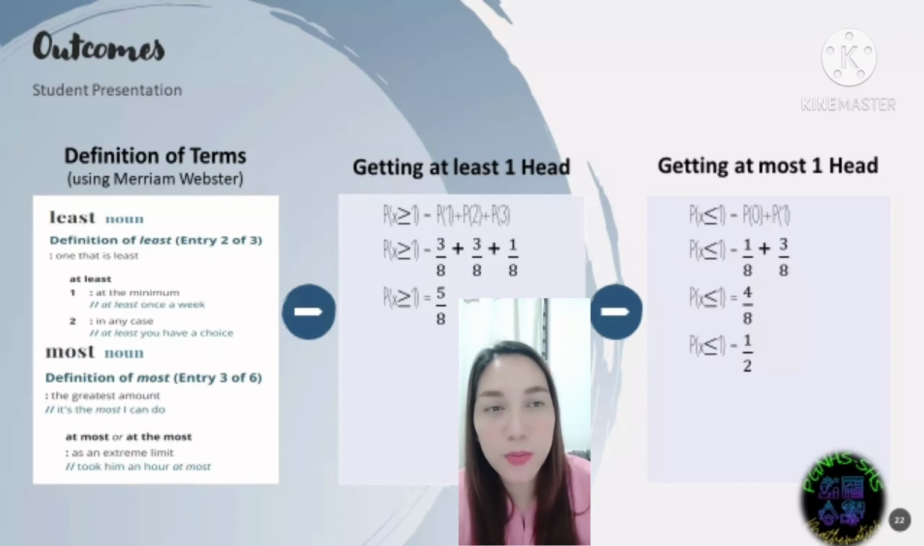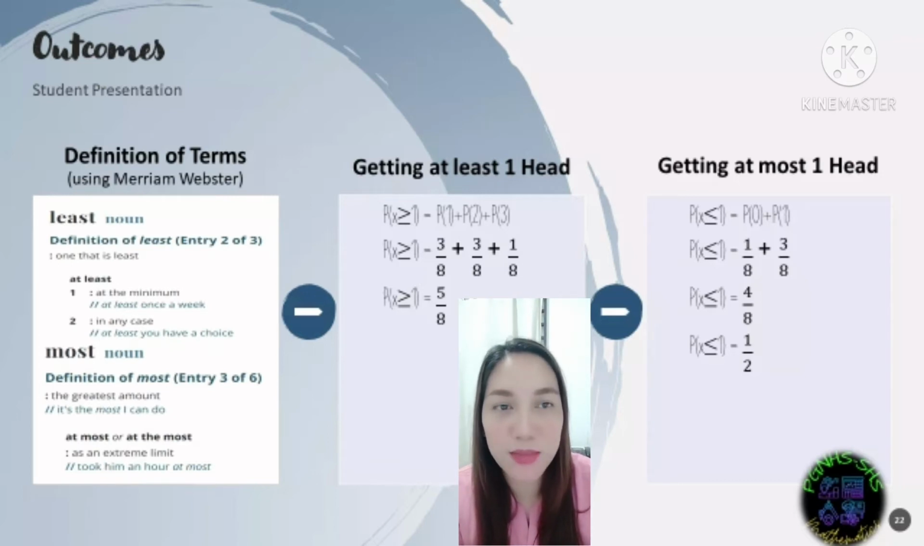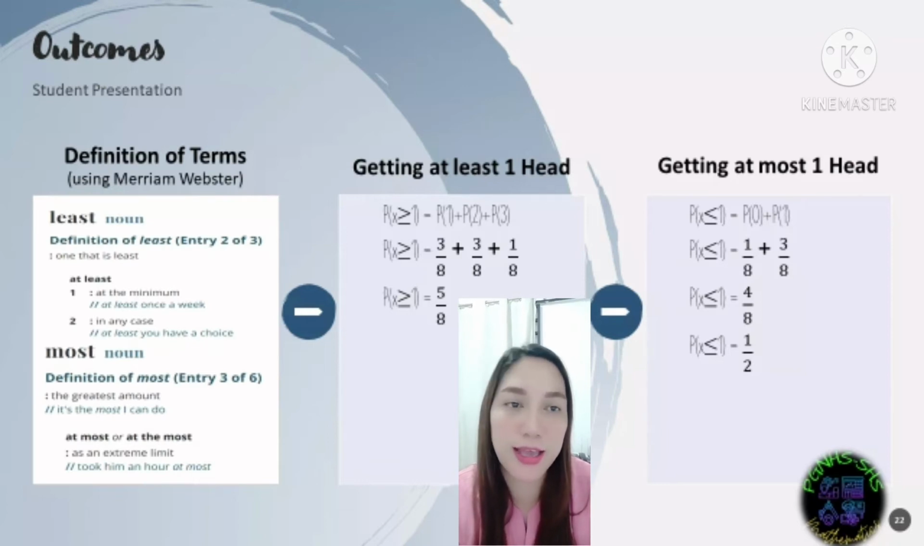In this problem, the probability of getting at least one head means a chance of getting a minimum of one head or a chance of getting one or more heads. In mathematical statement, at least is represented by the greater than or equal to symbol. In this case, the probability of getting one or more than one head is the total of the probability of getting one head, the probability of getting two heads, and the probability of getting all heads or three heads.